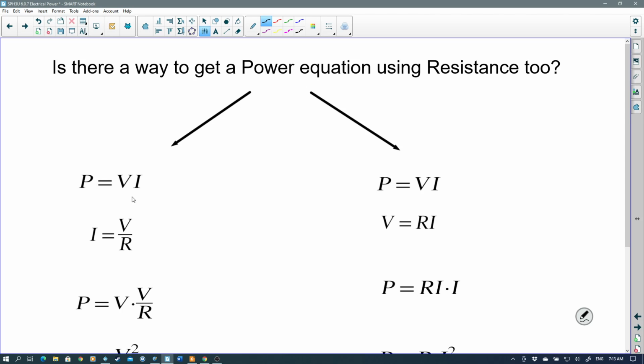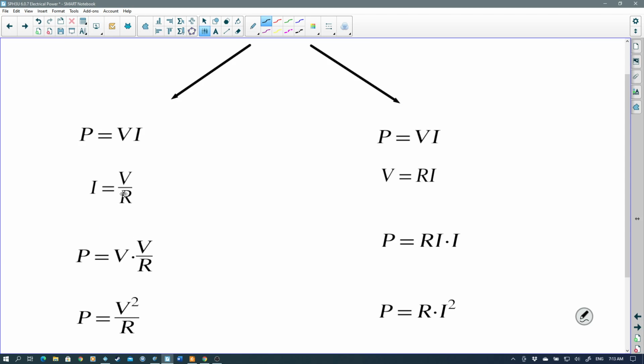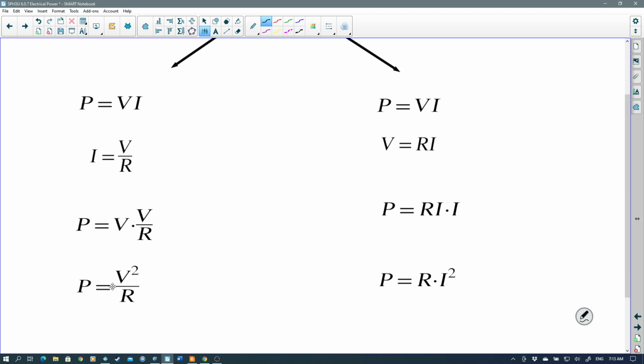P is equal to V times I. But let's say we want to replace the I value. Using V is equal to RI, the equation for Ohm's law, we can rearrange that to get I is equal to V over R. If we substitute the I into the power equation, we get V times V over R, which gives V squared over R. So now I have a power equation for voltage and resistance.